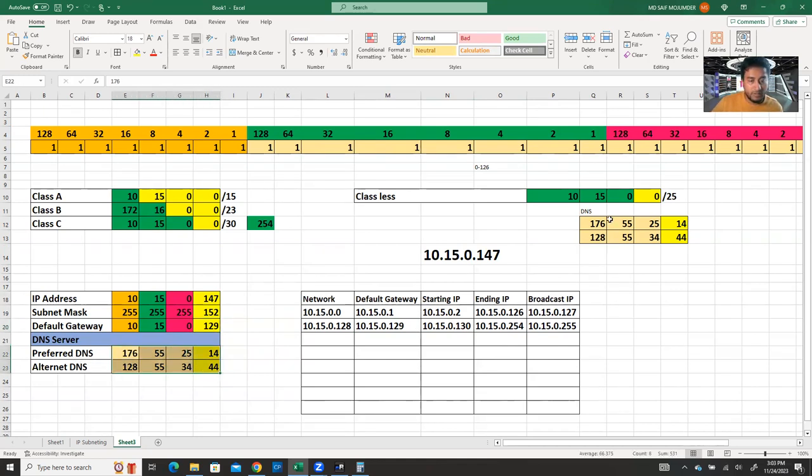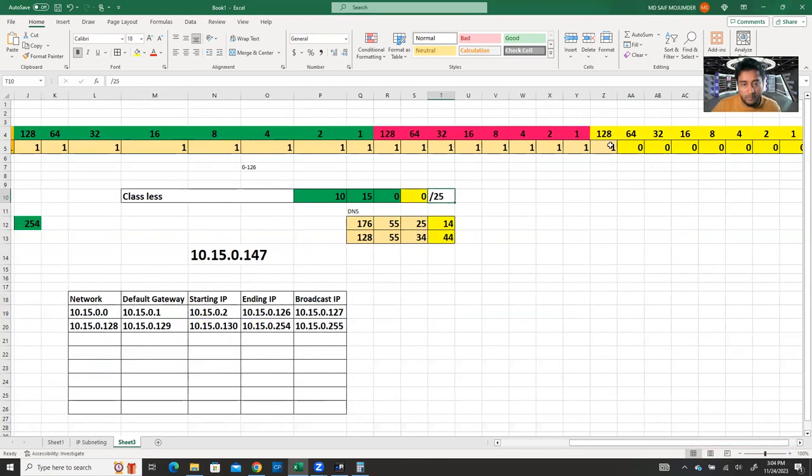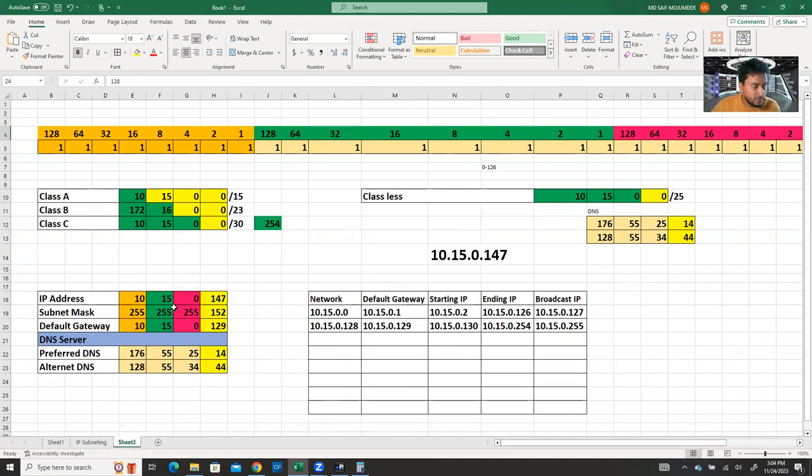That we already know. Everybody is going to use the same one, right? For all IPs, any IPs, you don't need to think about it. And what should be the subnet mask? Because this is /25, right? /25 means you are borrowing only one bit from here, and the value of this bit is 128. That means your subnet mask will be 128. So that should be your IP address configuration.